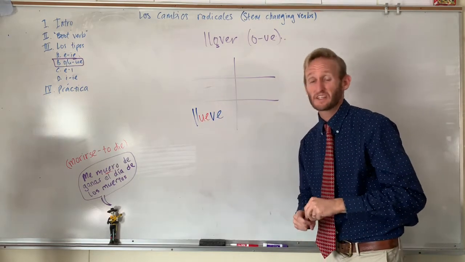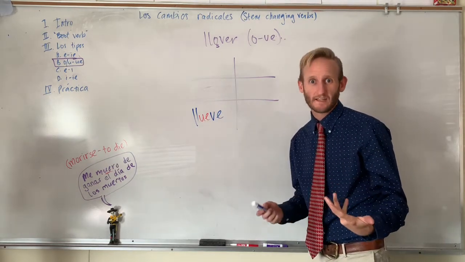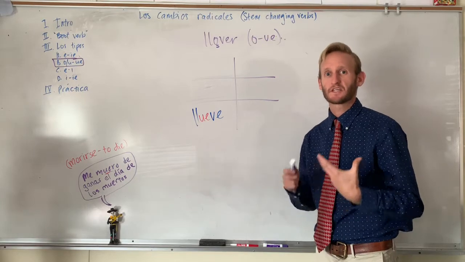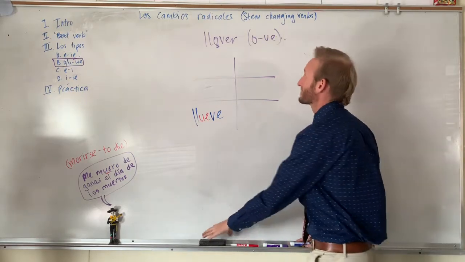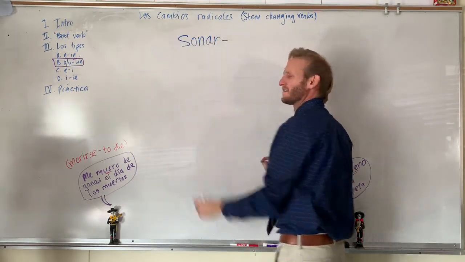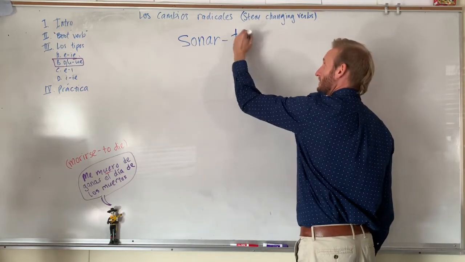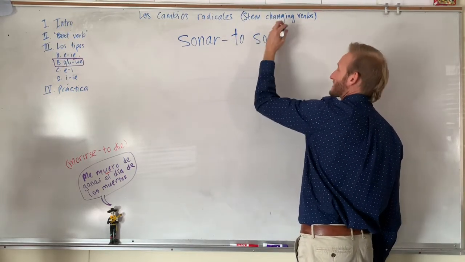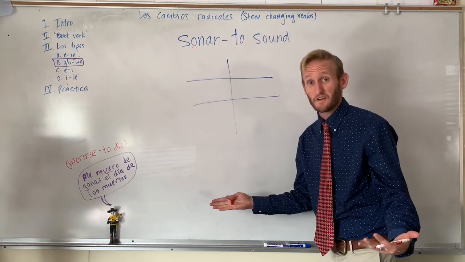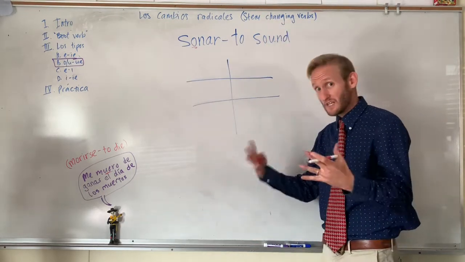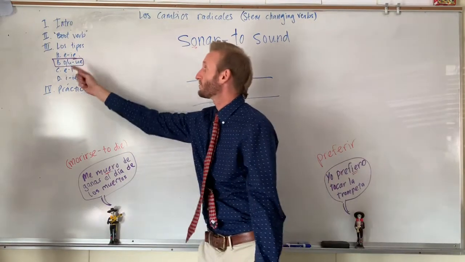Llueve, as in llueve mucho las tardes. It rains a lot in the afternoons. Look at this verb. It looks like sonar, but it means to sound, like to sound like something. There's your vowel that has to change to something else. Of course, we're in o to ue.